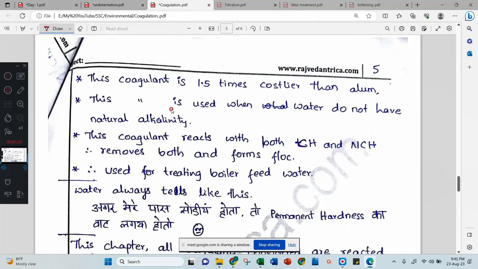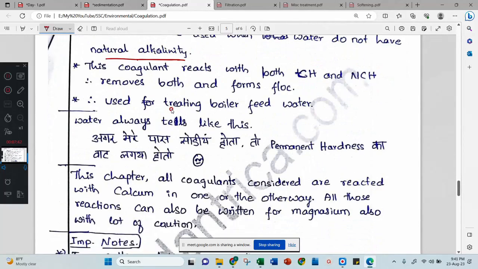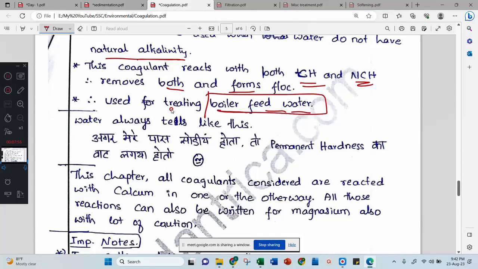This coagulant is 1.5 times costlier than the alum. That's why it is giving some good results. This is used when water does not have natural alkalinity. Natural alkalinity is not there, then they will use it. This coagulant reacts with both CH and NCH and removes both forms. Both will be removed, no? Therefore used for treating boiler feed waters. In boiler feed waters, the hardness should be very less. Therefore we will use that one.